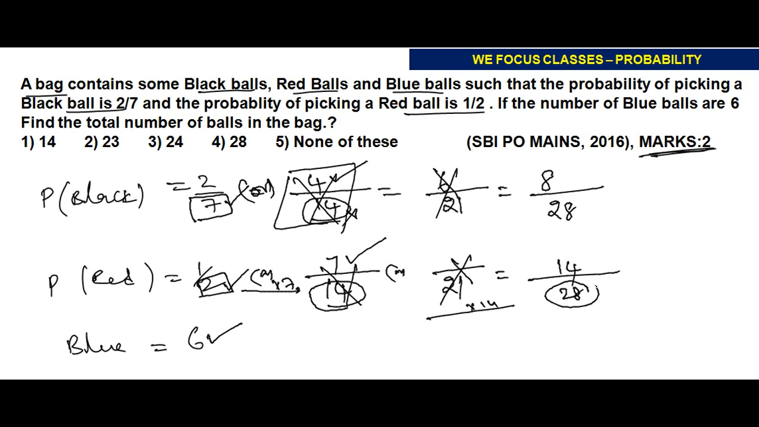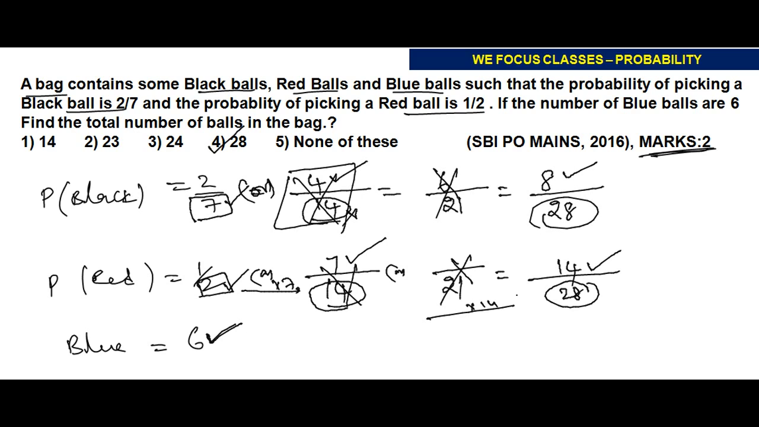Now your total number of balls is 28. And here you got 8 black balls. Here you got 14 red balls. And here you got 6 blue balls. You add up all these things. If you get 28, the total number of balls is 28, then your answer is 28. Otherwise, you need to continue the process. 8 plus 14 is 22. 22 plus 6 is 28. So your answer is 28.